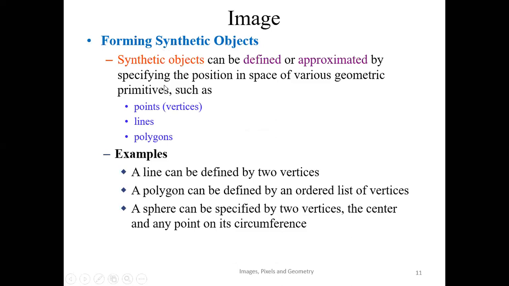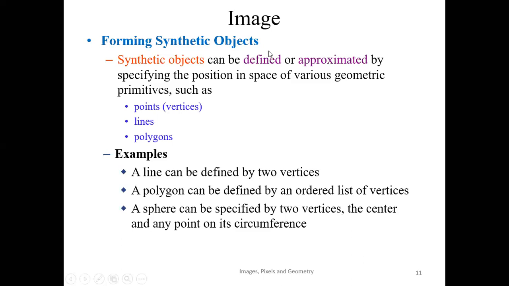Now whenever we are forming objects, they can be defined and approximated by specifying the position in the space of various geometric primitives such as points, lines, and polygons. So in simple terms, if you want to draw an object, we do that using a combination of points, lines, and polygons. For example, if you want to draw a line in your environment, it will be defined by two vertices. That means there will be two points and the line will be connected from the two points.